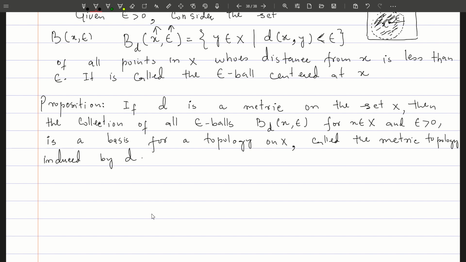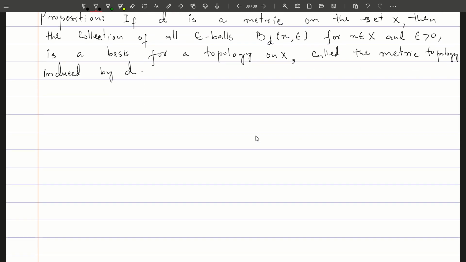Now let us prove this result over here. So we had the proof. Let 𝓑 be the collection of all balls. Here we know we had the metric d involved, so we'll omit the d from our notation. So this is the collection of all balls centered at x and any arbitrary radius epsilon.